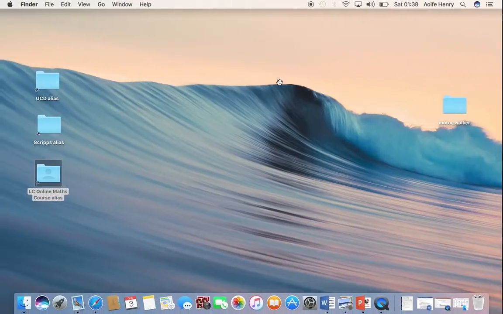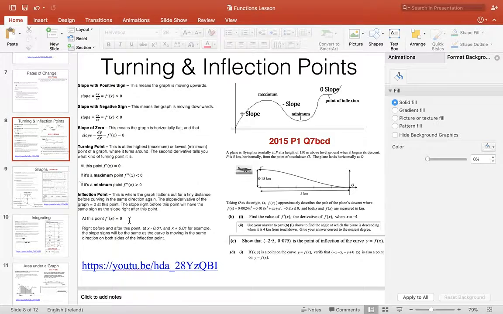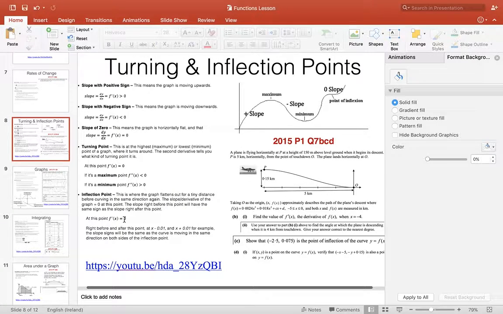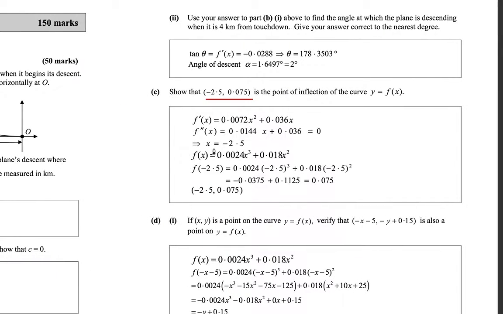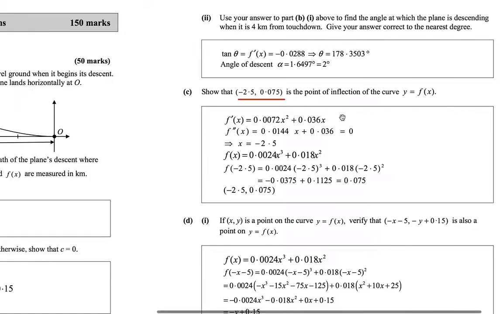Now at a point of inflection, just like a turning point, f prime of x, the derivative of x, is equal to 0. So first we have to show that. So the derivative of x, we got that already from part B.